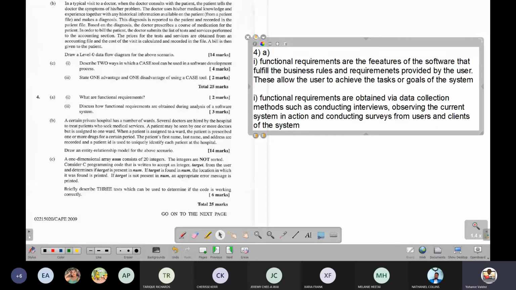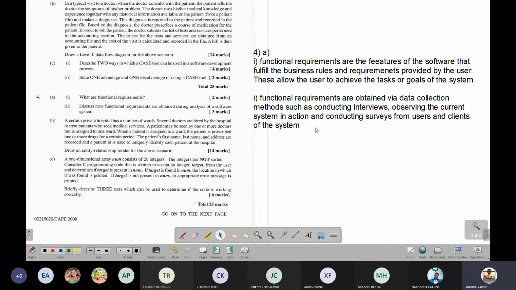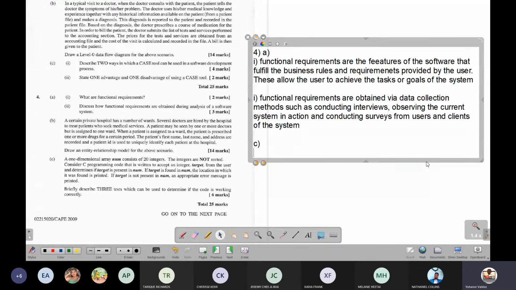Right. And then we have question C. So we have 4C. And we have a one-dimensional array. And that one-dimensional array consists of 20 integers. The integers are not sorted. Consider C programming code that is written to accept an integer target from the user and determine if target is present in num. If target is found in num, the location in which it is found is printed. If target is not present in num, an appropriate error message is printed. Briefly describe 3 tests which can be used to determine if the code is working correctly.